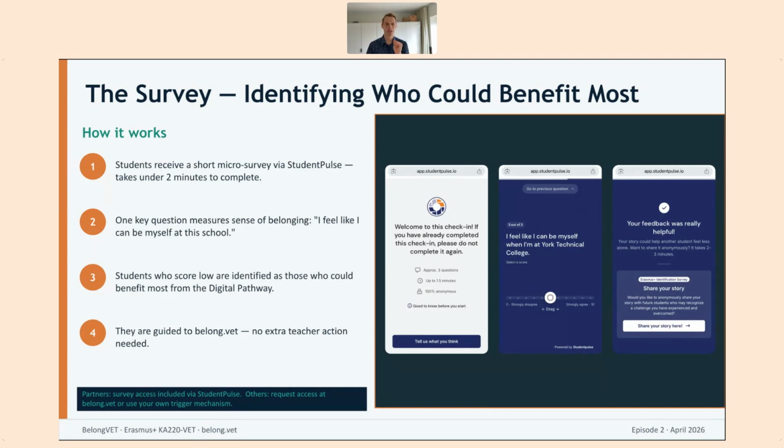But one of the first questions is, I feel like I can be myself when I'm at your technical college. And if they are very low in that one, at the end of the survey, we will trigger, hey, your feedback was really helpful. Your story could help other students feel less alone. Would you want to participate in that? And if they click the link there, they will go in their own language to the BelongVET website, and they will essentially go through the same process as I just showed before in the demo. So first of all, land on the front page, hey, we want to have your story. They're going to read through, and they will do the reflection sheet for future students.